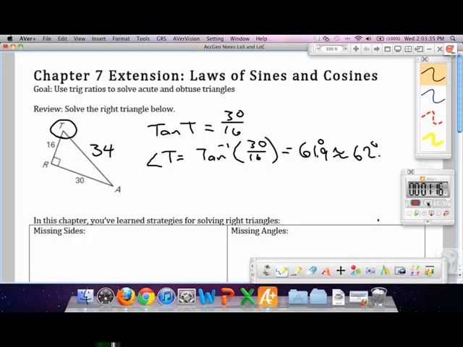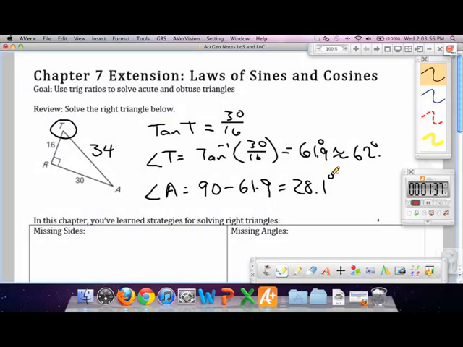Angle A, then probably the easiest way is just to take 90 and subtract that, and you get this last one. You get angle A, therefore, 90 minus 61.9, which is what? So angle A is forced to be 28.1 or so.